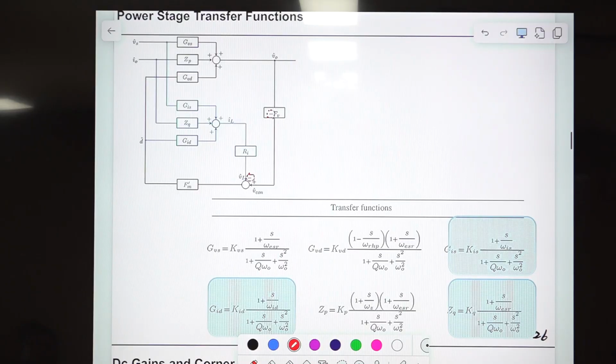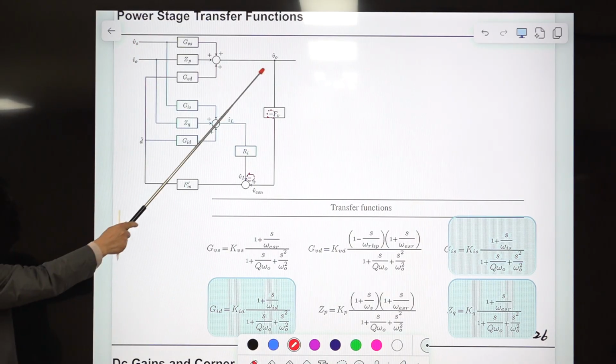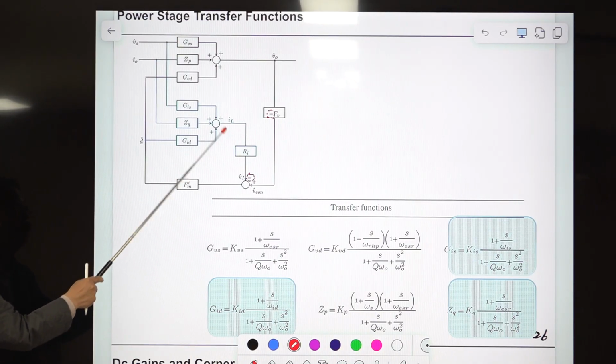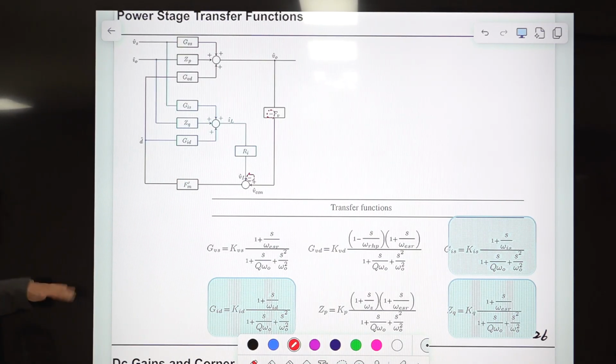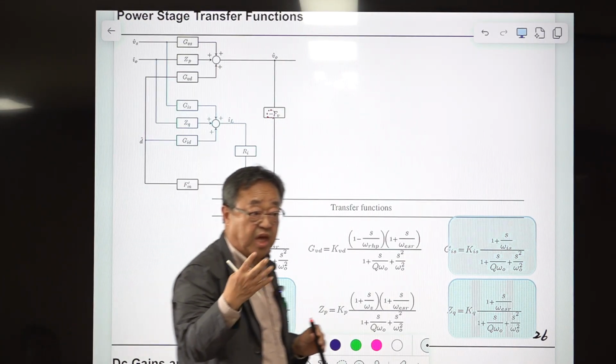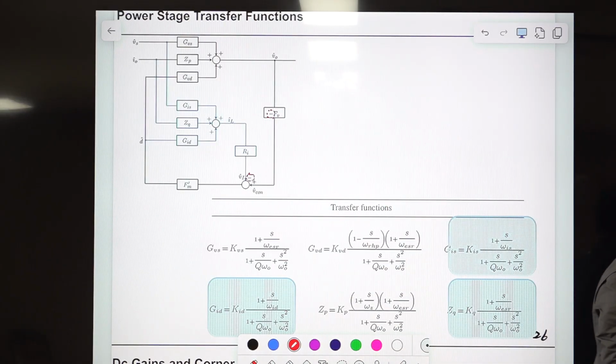There are 6 transfer functions, and all of these can be derived from the small signal model of the power stage. Using the small signal model, you derive this: the input remains the same, you have 3 different inputs, and the output is this one. Here, the input remains the same, but the output becomes IL. This is very easy because the power stage model is a linear time invariant model. Extremely simple circuit analysis will provide the expression of this.